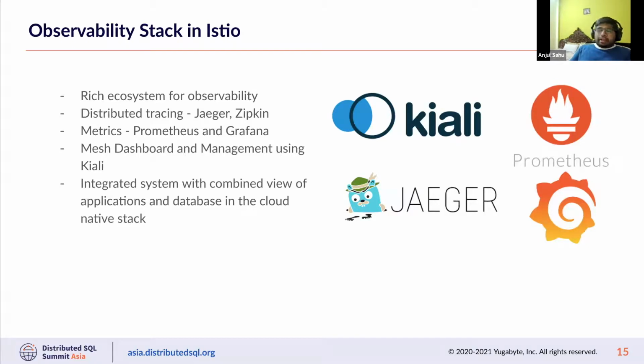So all of this is combined and available via the Kiali project. In Kiali, you can see all the services running in your Kubernetes cluster, and you can also see the traffic. You can also manage the Istio policies, manage mutual TLS, and monitor the logs and traces. We'll see that in the next few slides.